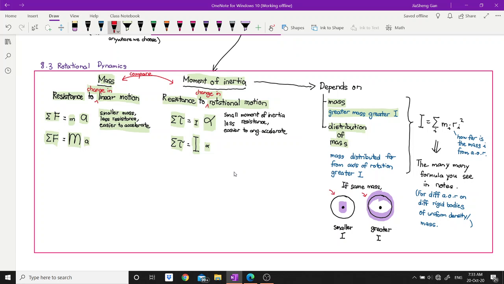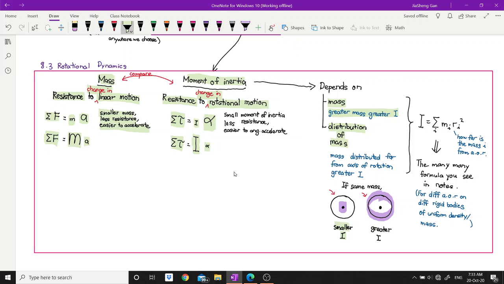If you are nearer to the axis of rotation, you have a smaller moment of inertia. The thing will be easier to change in rotational speed. You can easily angularly accelerate the object if the masses are near the axis of rotation.